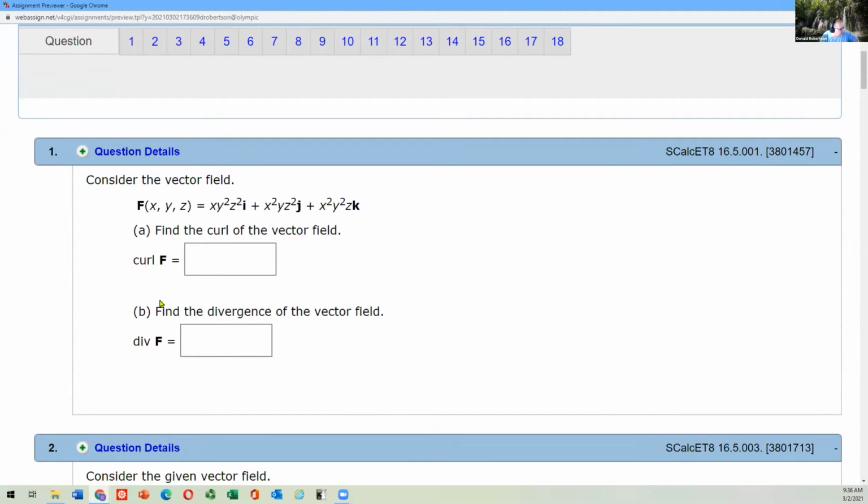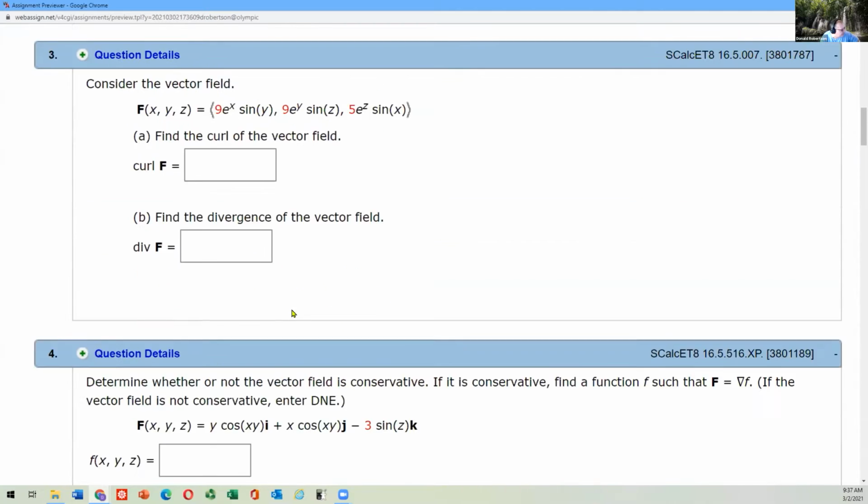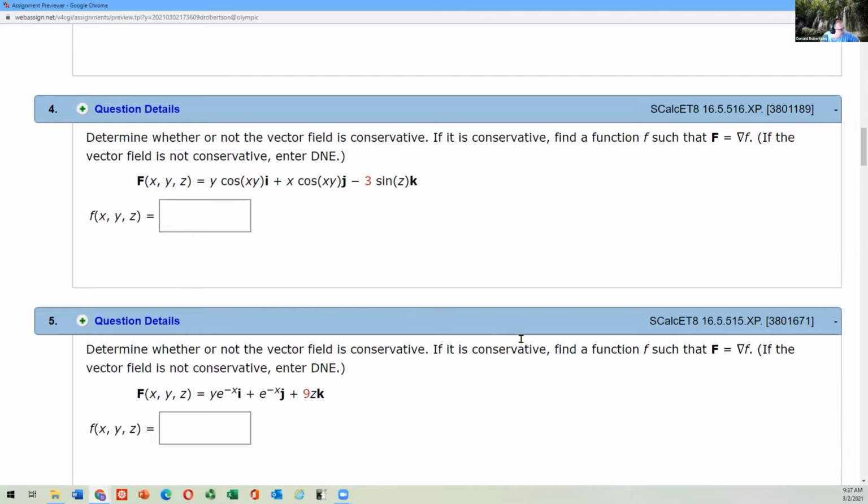Here's your vector field, find a curl, find a div, right? Pretty straightforward questions. Here's your vector field, find a curl and div. Find a curl and div. Now, in question 4, determine whether the vector field is conservative. Won't that be, you will find the curl of F and show that it's 0, the 0 vector. And then when it is, can you remember doing that, find little f? Remember how we did that?